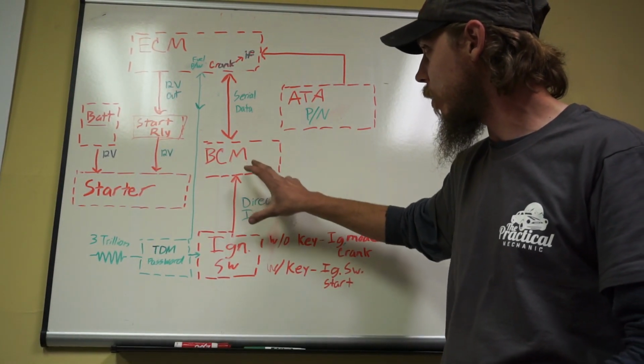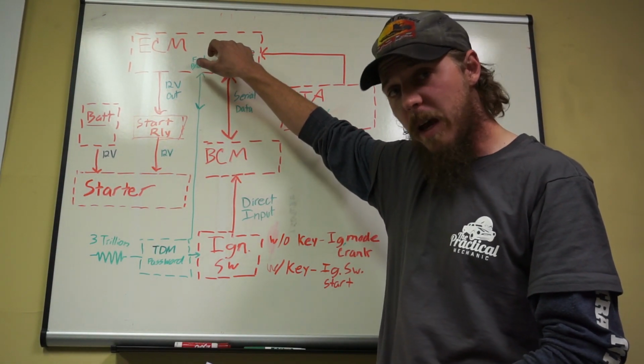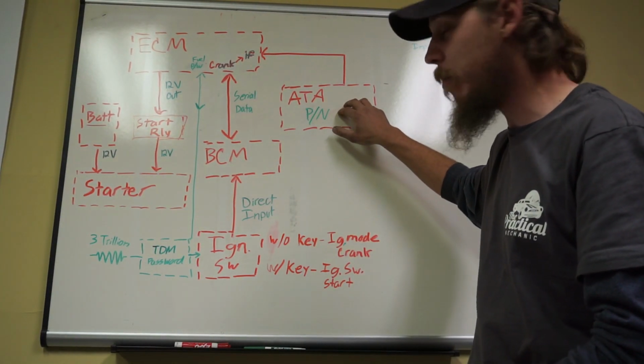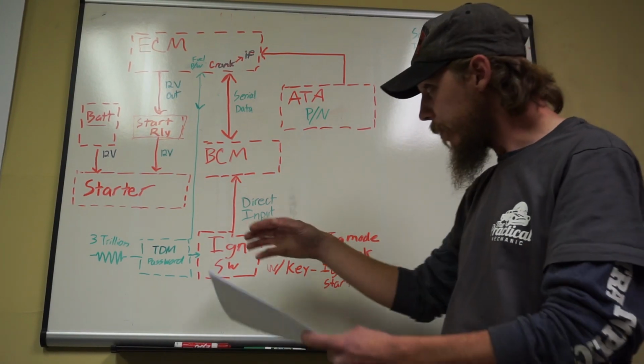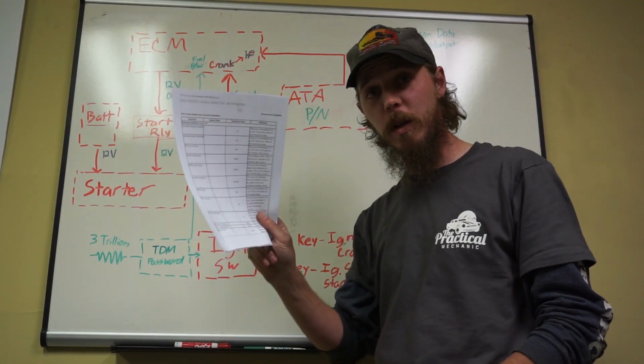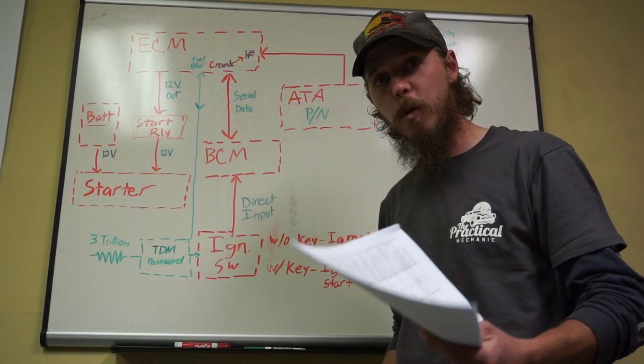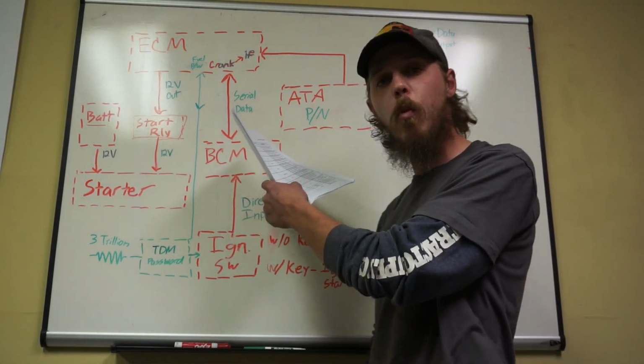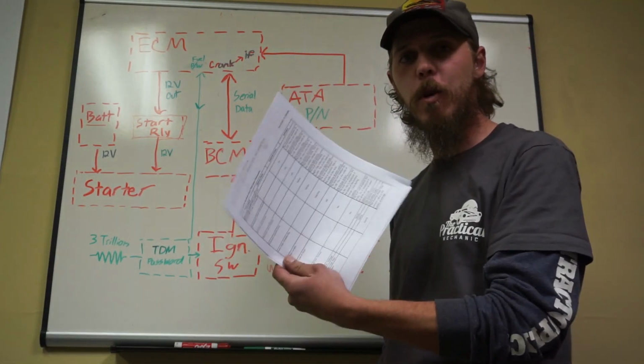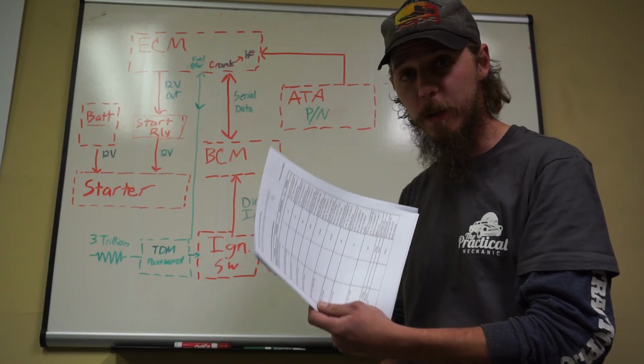I break it down to here. I can look at my ECM data PIDs. I can look at my ATA, my automatic transmission assembly. I can do a few things to really narrow it down. It's part of the critical reading. We narrow down what we care about, then we find the easiest way to prove it.